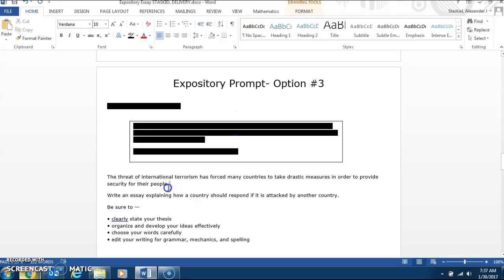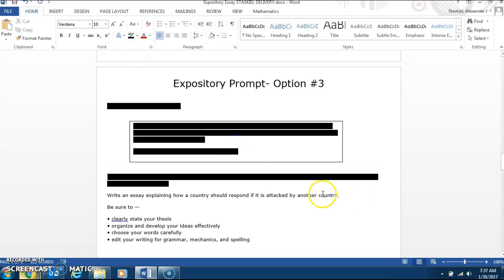Same thing with the sentence that comes after the quote. This is called a think about statement. It's this sentence right here. We do not even need to read it. The only sentence that matters is the one that starts with write an essay explaining. Every single prompt is going to have an essay that says this. It's the only sentence that matters in the prompt. It's the only one you should really pay attention to.